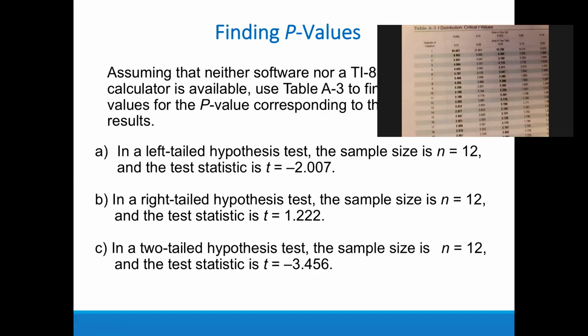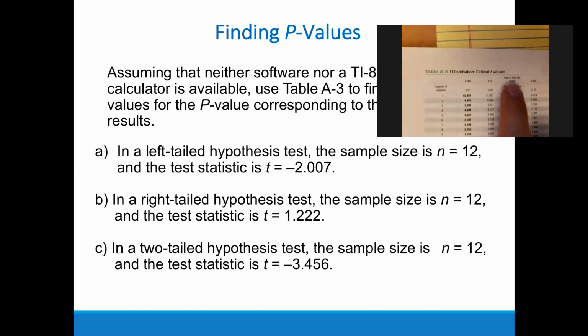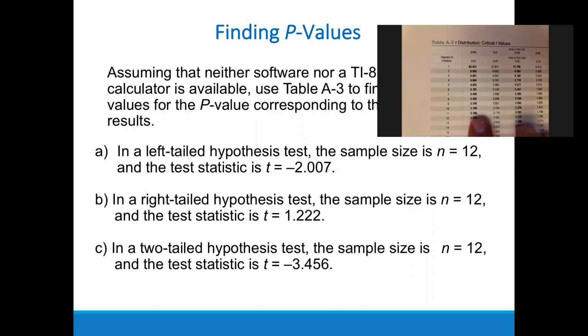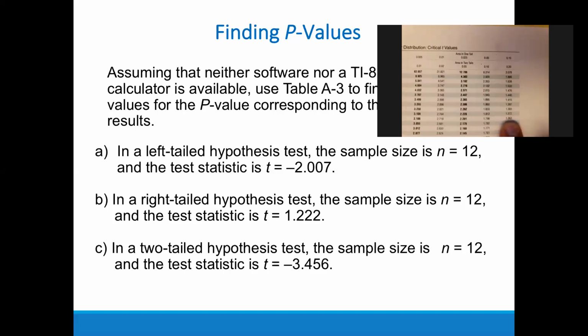So it's a right-tailed test, which means it's one-tailed. So we're going to be looking at the area in one tail for sure. And the sample size is 12 again. So that means degrees of freedom is 11. So we're still looking at that same line right here. And it looks like 1.22 is actually less than 1.363, right? So that means the p-value is probably greater than 0.1.